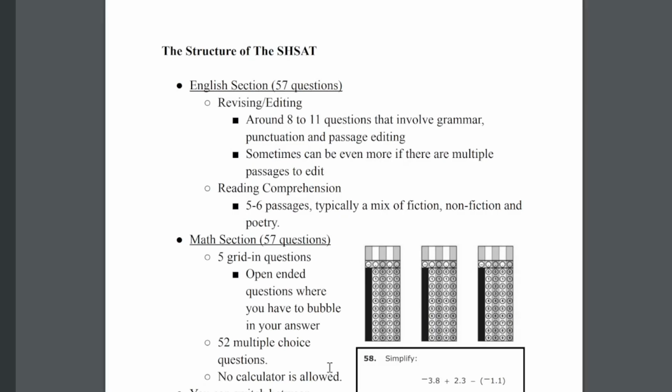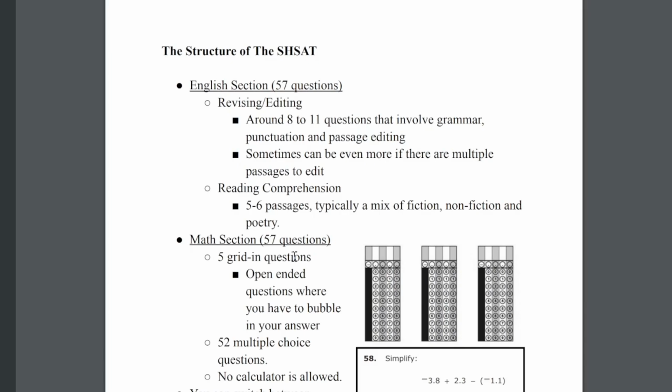All right, so today we're going to be going over the structure of the SHSAT. That's coming up soon, so it's a really, really good idea to know what exactly the problems you are dealing with are going to be like. So we have two main sections in this exam. We have the English section and the math section. Now, both are 57 questions, so you don't have to worry about there being more questions about one topic than the other, but each section is composed of different things.